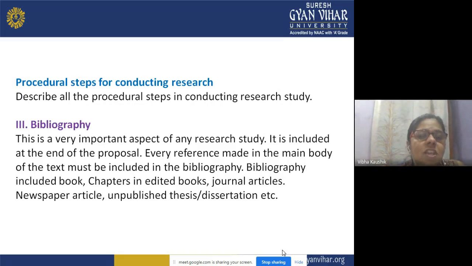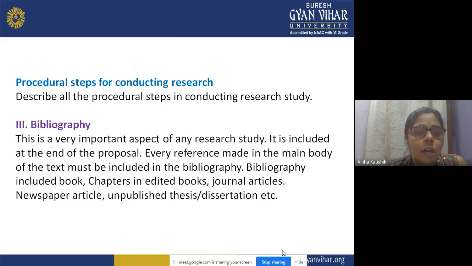Now, procedure steps for conducting research. Describe all the procedure steps in conducting a research study. Last one is bibliography. Now what is a bibliography? This is a very important aspect or dimension of any research study.